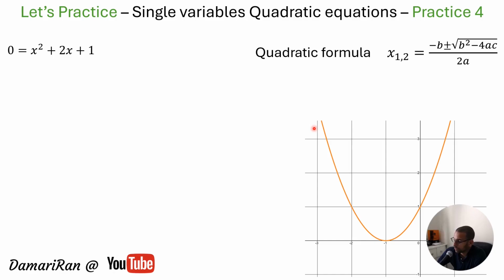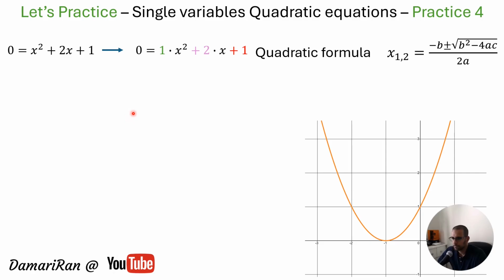We are talking about single variable quadratic equations, and this is practice number 4. We're going to continue solving these quadratic equations with the quadratic formula, and we're going to use the new tool of the discriminant to see how many solutions we should get. So here is a quadratic equation, and I used a graphic calculator to get this drawing right here. So we expect one solution of x equals minus 1. Let's see if we get it right.